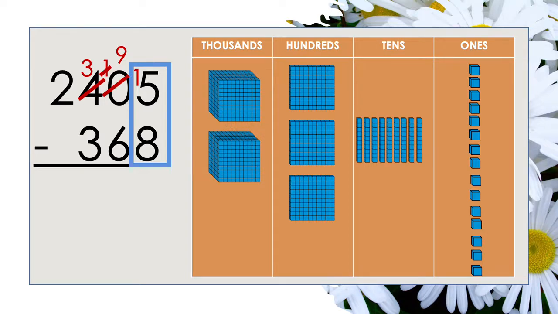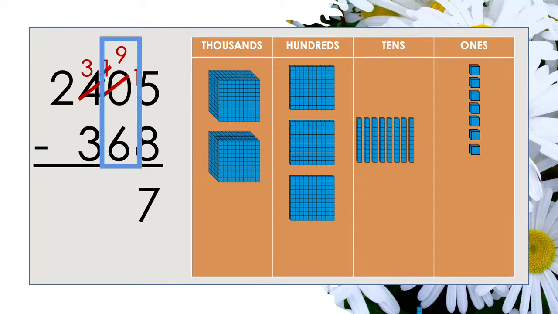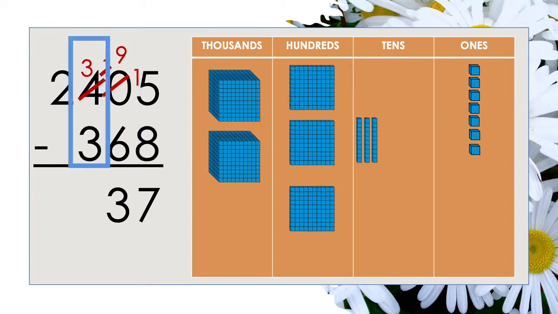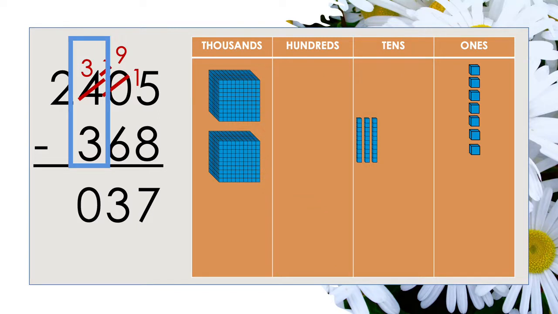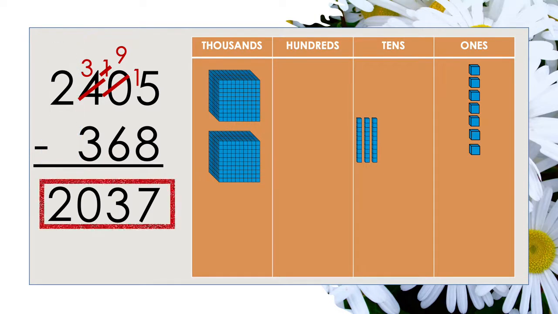15 minus 8 is 7. 9 minus 6 is 3. 3 minus 3 is 0. 2 minus nothing is 2. And we've solved it. The answer is 2,037.